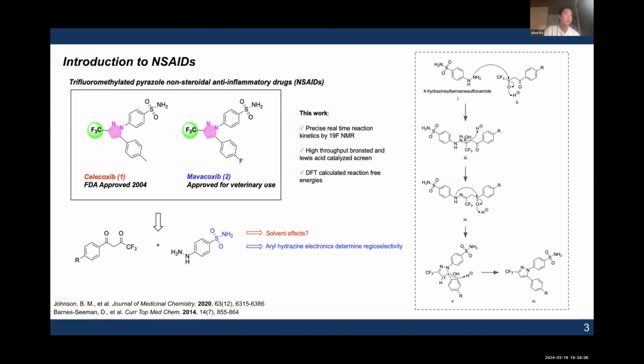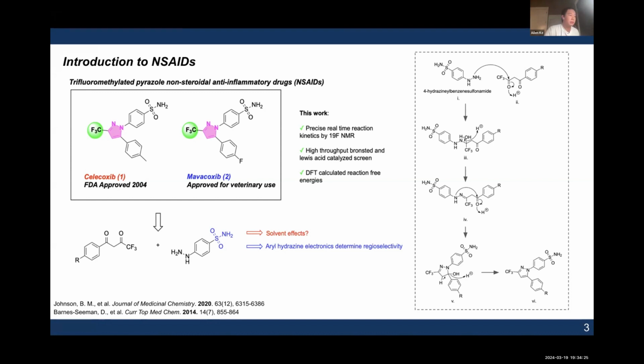Both of these compounds are synthesized by the same postulated mechanism, a pyrazolyl cyclo-condensation of a substituted hydrazine and diketone, as shown in the figure to the right. The only distinction between the two of them is the functional group on the para position of the aryl diketone, a methyl for Celecoxib and a fluoride for Mavacoxib.